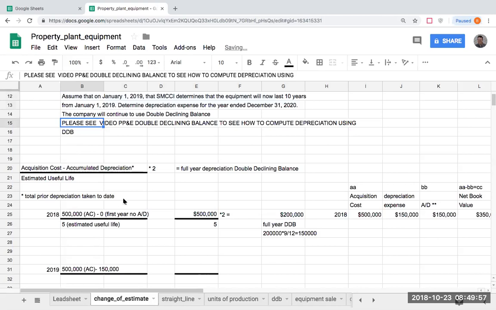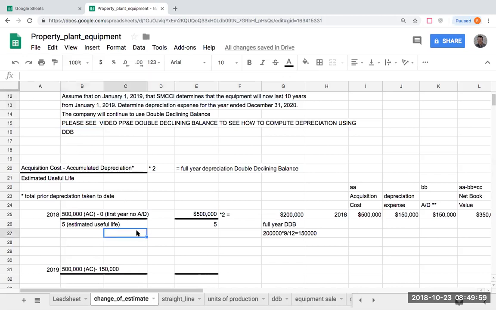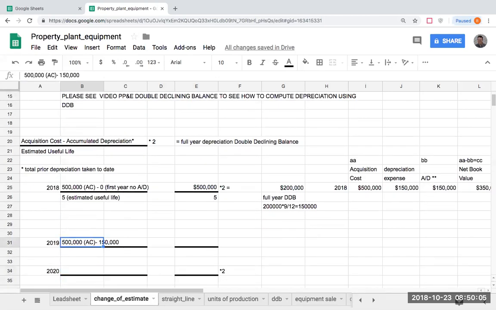So what I'm going to do here for 2019 is the top of my equation isn't really going to change from what I did before. I have my acquisition cost minus the $150,000 accumulated depreciation that I took in 2018. However, my estimated useful life has changed. I'm going to now divide this by 10, which is the new estimated useful life.